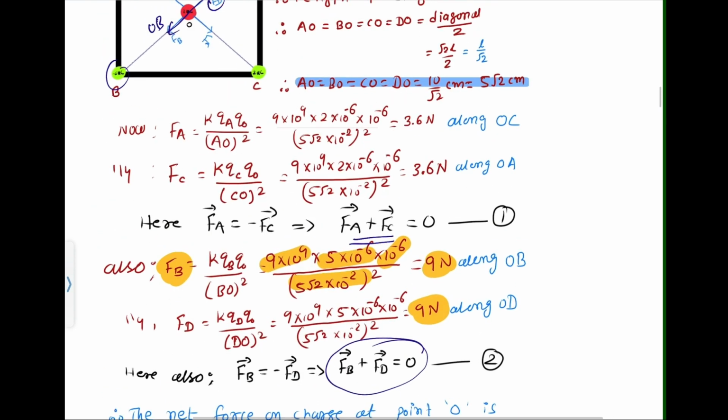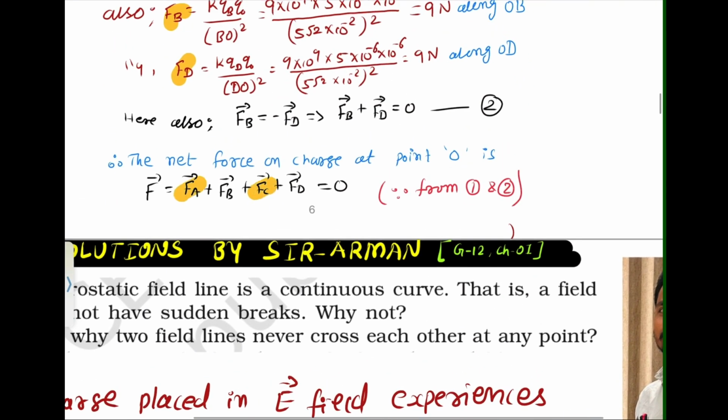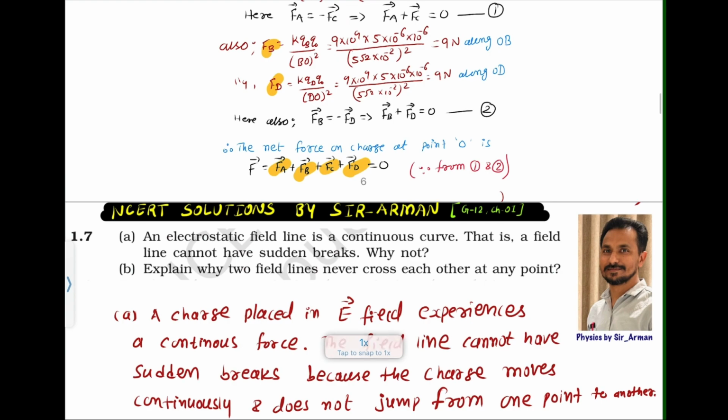Now what is the total force? The total force is the addition of all the forces. If I add FA, then FC, then FB and FD, I will get 0, because FA and FC sum to 0 and FB and FD, their vector sum, is 0. Okay, so I hope you are very clear with this one.